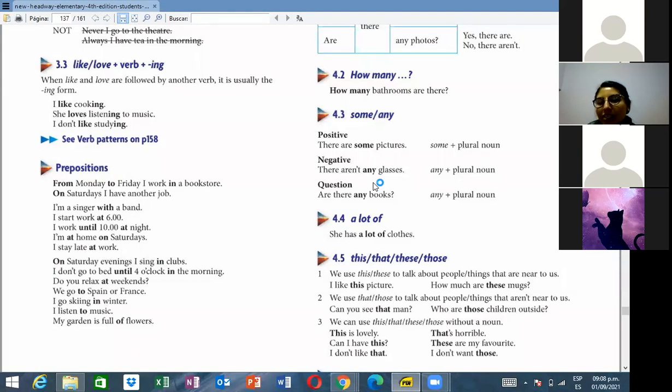Some, any, va a ir con plural, ¿no? No hay muchos lentes, no hay nada de lentes, no, plural. No hay nada de carros, there aren't any cars, okay? Any plus plural nouns. Questions, are there any books? Any plus plural nouns, okay, remember.